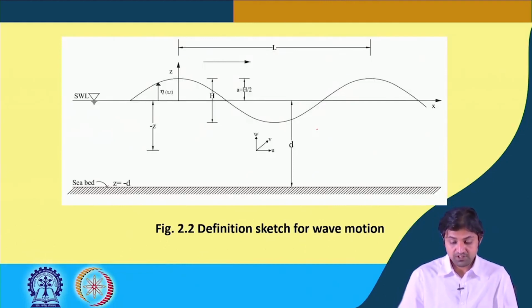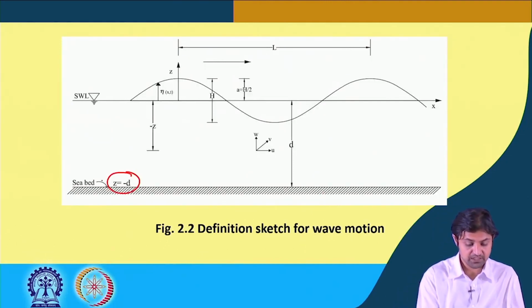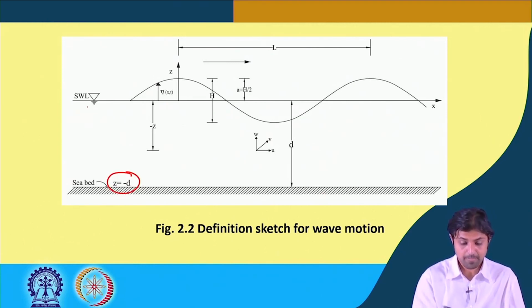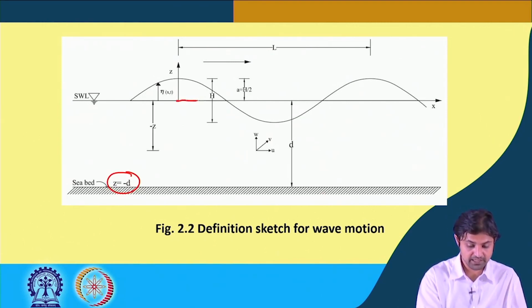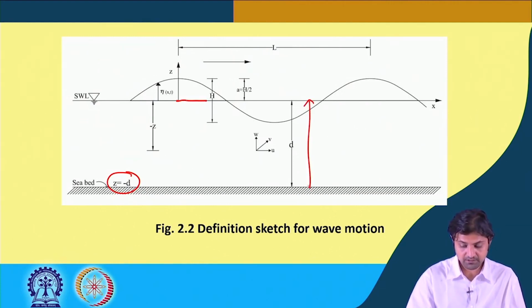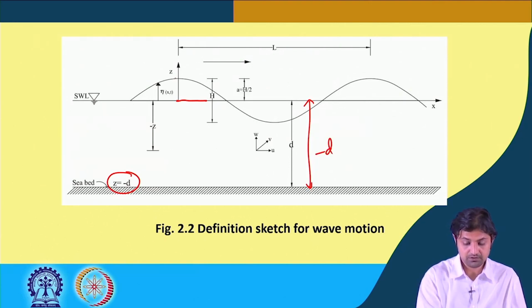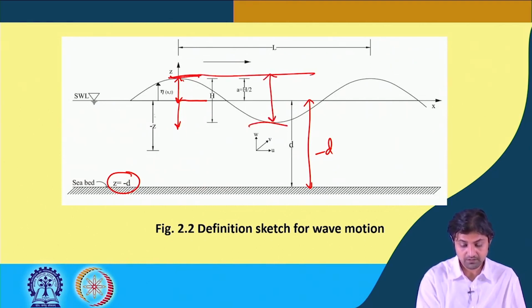So, just describing, see, this is the sea bed, z is equal to minus d, this is still water level, z is 0 at this line, alright. So, this is the depth minus d. So, this is half of the wave height or amplitude, the full wave height will be between the crest and trough, whatever the height is. Wavelength will be from this point to this point, alright.